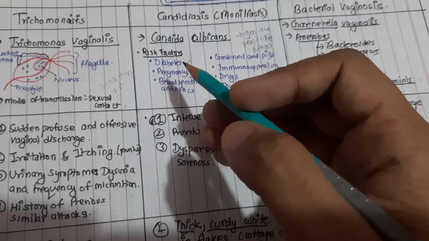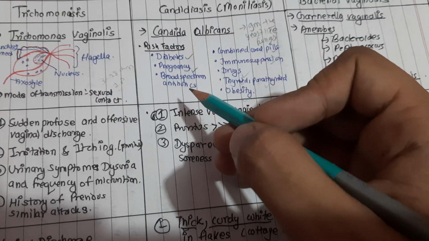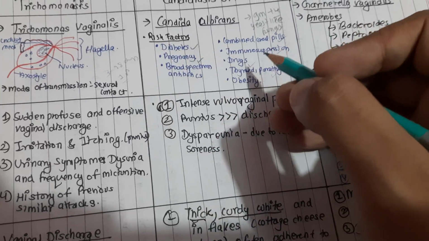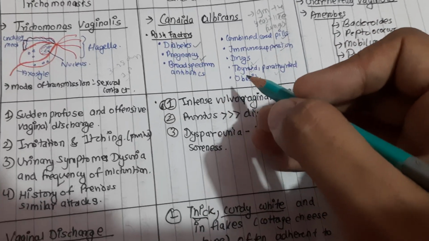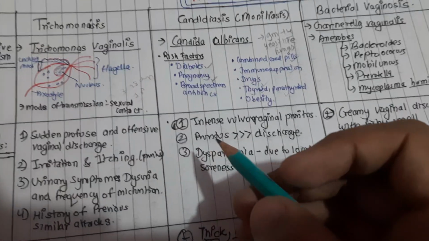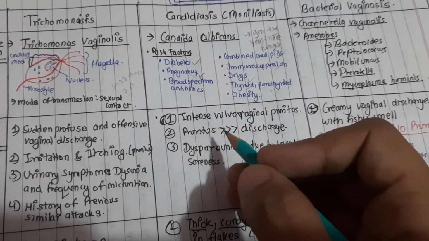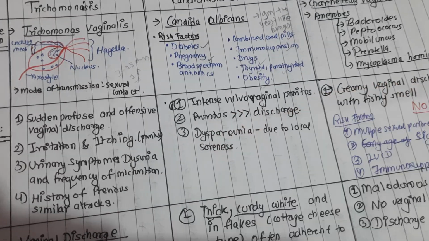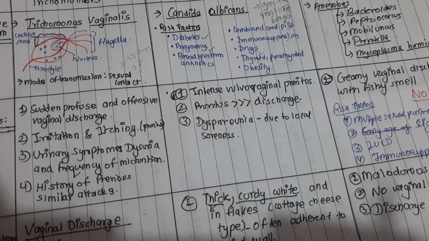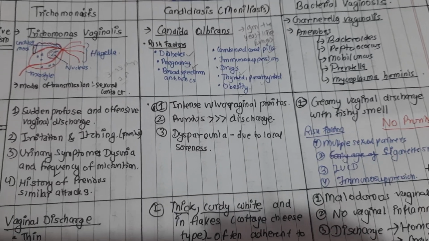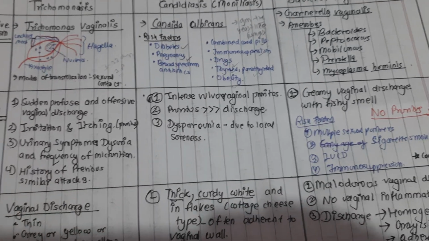The risk factors for candidiasis are diabetes, pregnancy, broad spectrum antibiotics, combined oral pill, immunosuppressive drugs, thyroid and parathyroid disorders, and obesity. The clinical feature of candidiasis is intense vulvovaginal pruritus. The itching is very prominent, more than the discharge. It is a special feature of candidiasis that itching is more prominent than discharge.